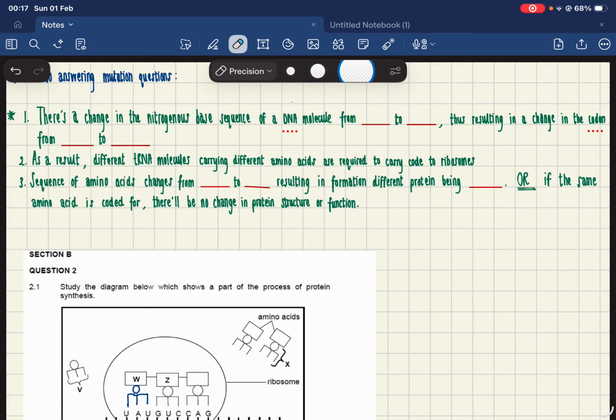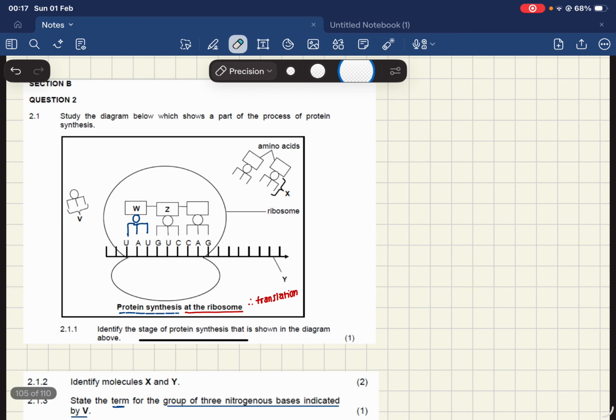So it can be that the amino acid that is coded for is different. That would mean that the protein structure and function is therefore different. But if the amino acid that we're coding for is the same, despite the change in the nitrogenous base sequence, we would still have the same protein. Okay? We would still have the same protein. But we'll get to that when we do more examples, boys and girls.